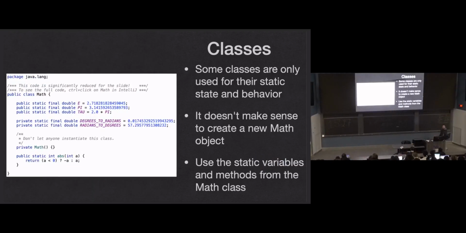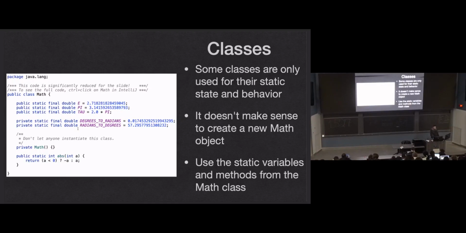Some classes have nothing but static methods and static variables. The math class, for example, is only made to be static. And when I talked about the constructor, we saw public constructors, but that's not a requirement for a constructor. You can actually have a private constructor. The math constructor is private. It never makes sense to say new math. We're just going to say math.abs, math.e, math.pi. We're going to access its state and behavior through the class. So the math class is just a bunch of static variables and static methods.